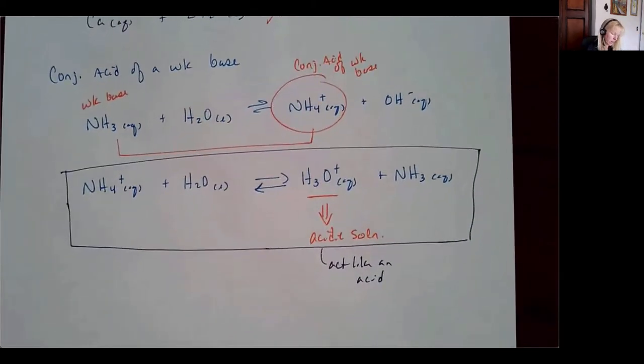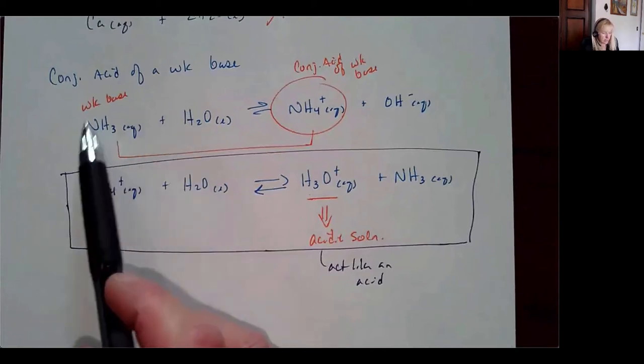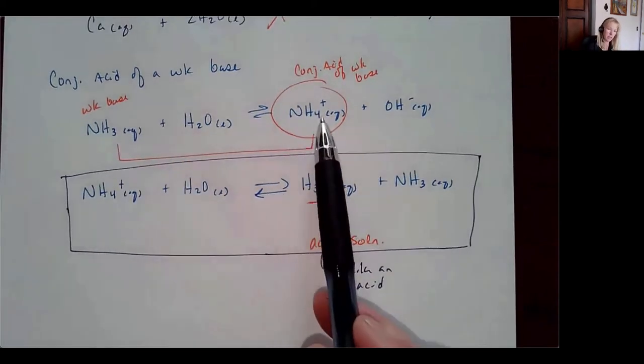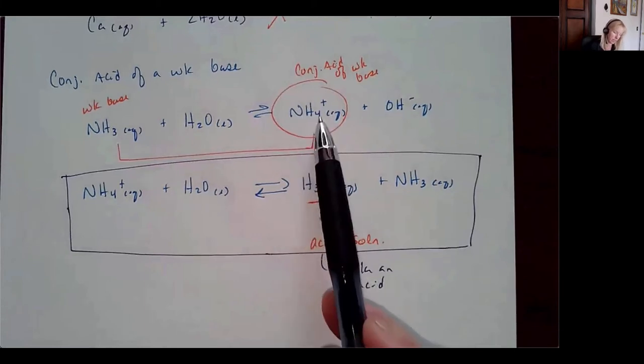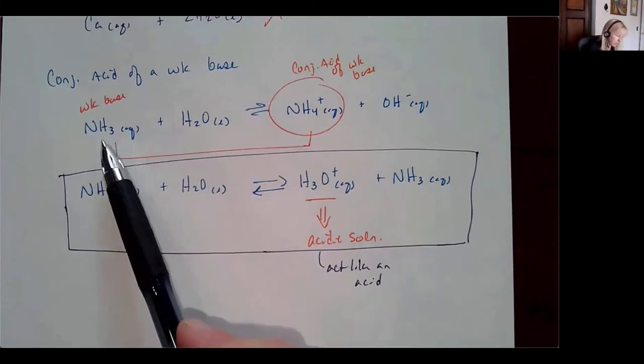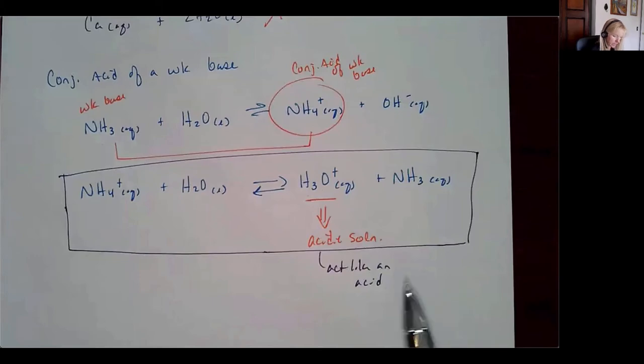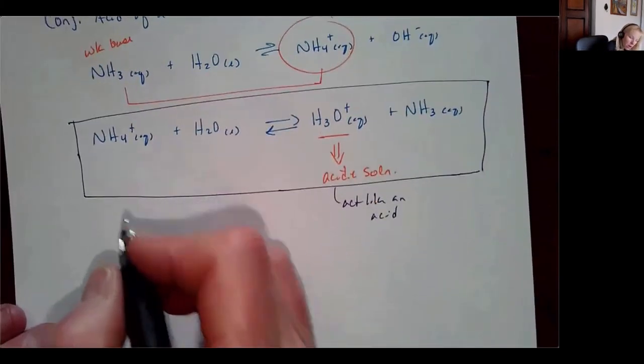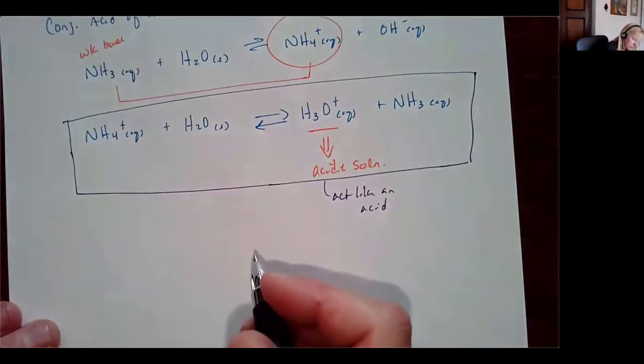So if I have a conjugate acid of a weak base, it's helpful to recognize your weak bases. So NH4 plus is always going to be the conjugate acid of the weak base NH3. So if I have that as a counter ion, that's going to make it acidic. And then the last thing is if I have the small, highly charged metal ions.